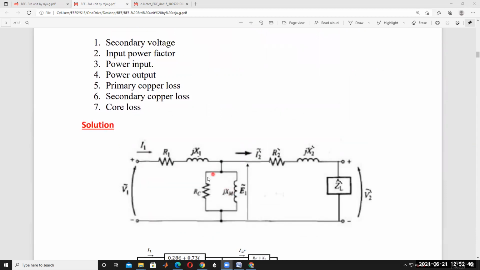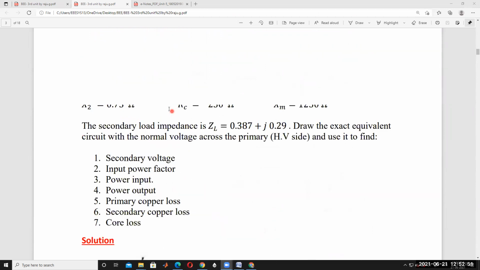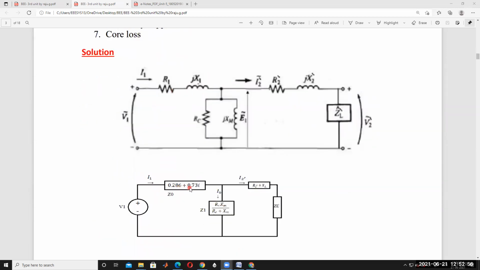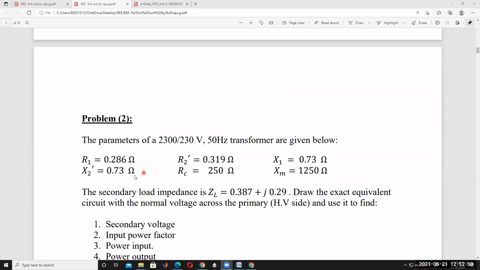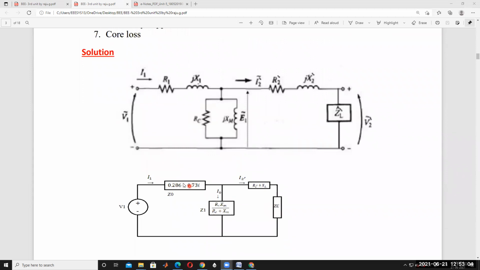Here R1 plus jX1 is already given: R1 is 0.286 and X1 is 0.73, so R1 plus jX1 is 0.286 plus j0.73. And what is the I0 current? RC and XM are in parallel, so it is RC into jXM divided by RC plus jXM. Understand? And here R2 plus jX2, and the load impedance is called ZL. The source voltage is called V1.